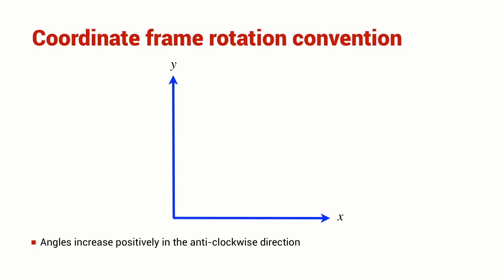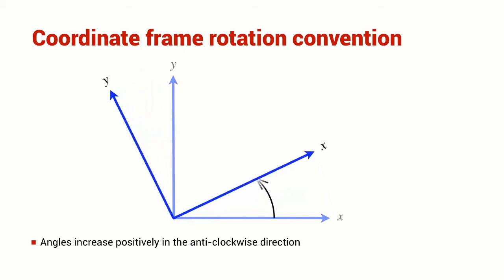There is an important convention when we talk about the rotation of one coordinate frame with respect to another, and that is that angles increase positively in the anti-clockwise direction. So if this is my original coordinate frame, if I rotate that by the angle theta, it looks like this. Importantly, positive rotation is in the anti-clockwise direction.